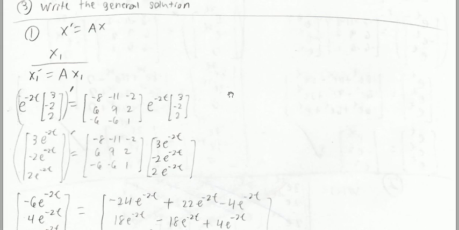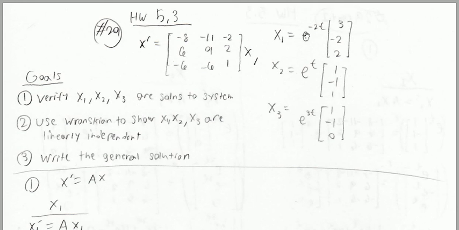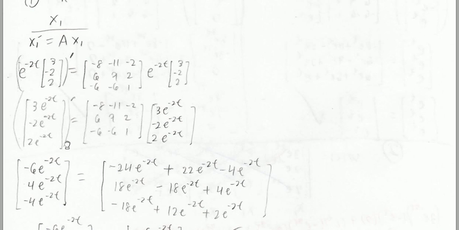Alright, so first we'll verify that x1, x2, and x3 are solutions of the system. And we do this by just plugging the matrices in. So we take our x1 matrix and we plug it into the system right here. As you can see, the derivative of x1 is equal to the A matrix times the x1 matrix. So what we'll do is plug in our x1 right here, and for the first part I just distribute the e to the negative 2t on both sides, right here and right here.